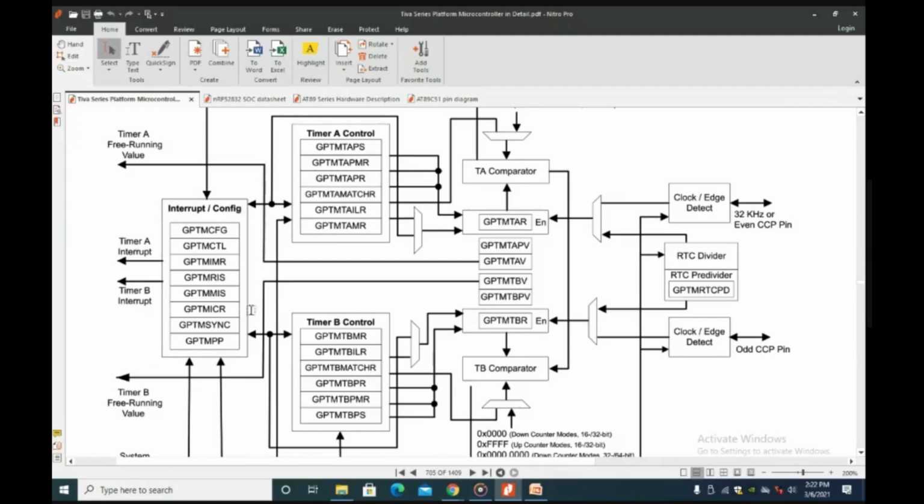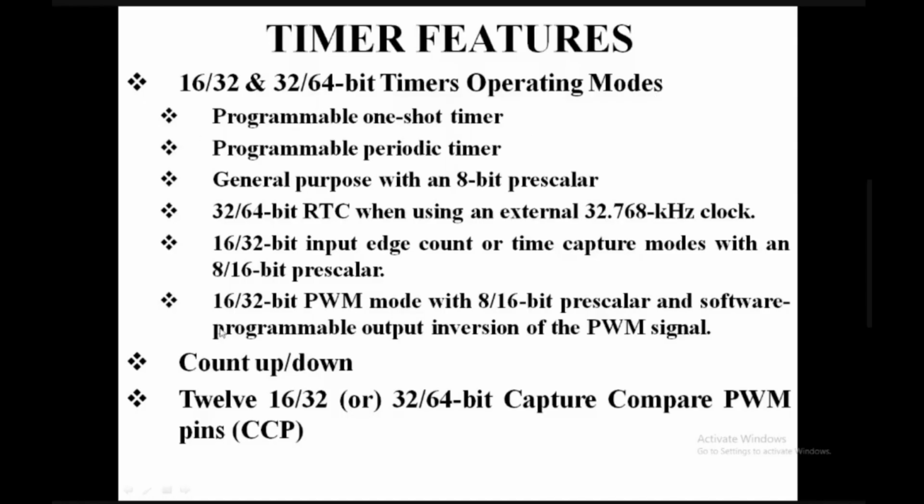configuration registers are available. So there are 6 operating modes. So there it is 4 modes, right? 13-bit timer, 16-bit timer, 8-bit auto reload, split mode. Here there are 6 modes. One mode is called a programmable one-shot timer, and another mode is called a programmable periodic timer, and another mode is called a general purpose timer with an 8-bit prescaler.